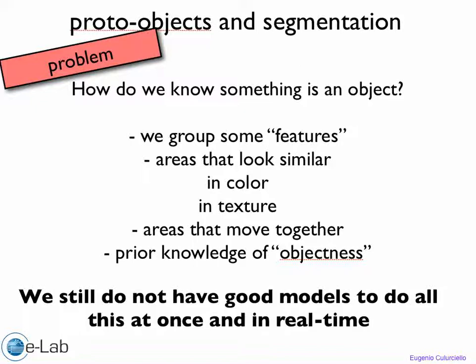So the real problem is that up to now we still don't have good models that can do this at once and in real time. And I really recommend people start thinking about this issue, and the idea of how we could possibly segment using deep networks, the same deep networks that are used to do categorization.